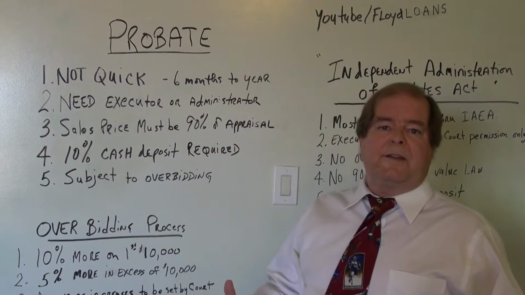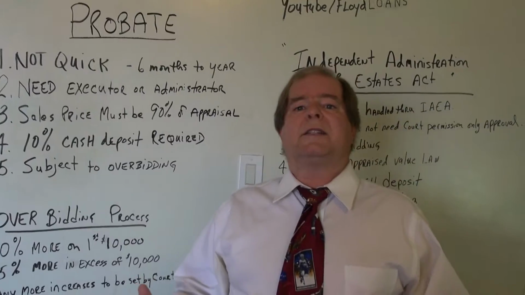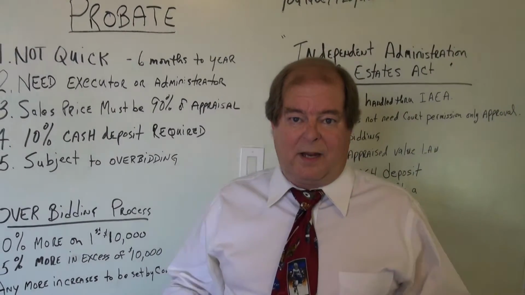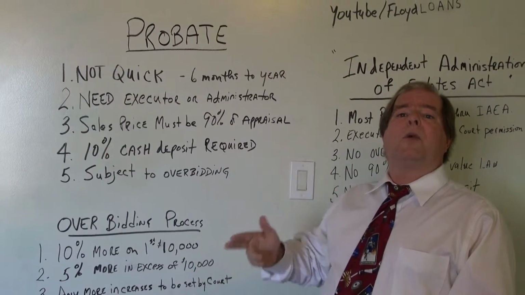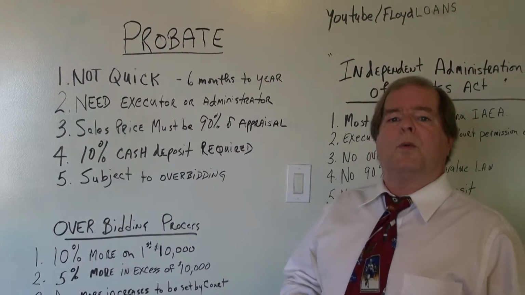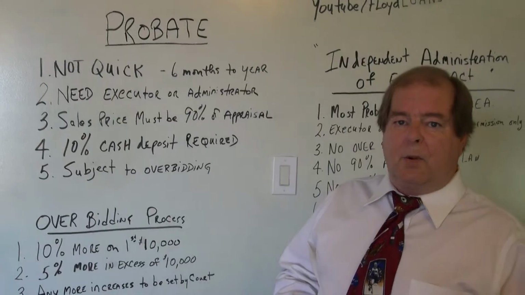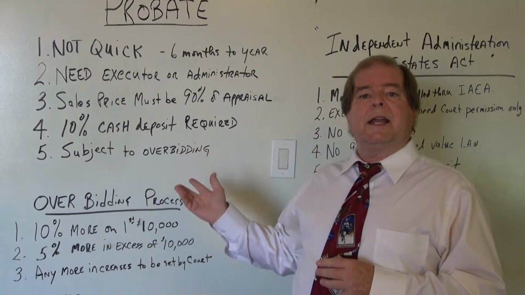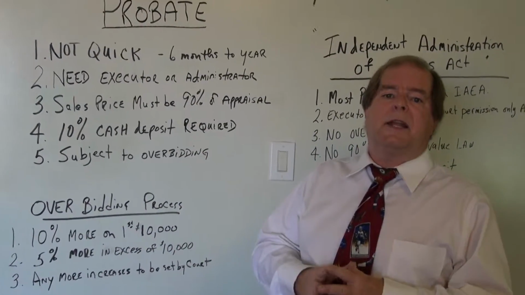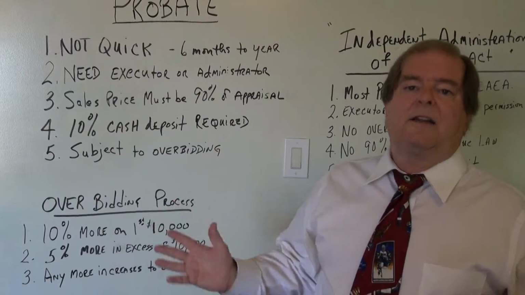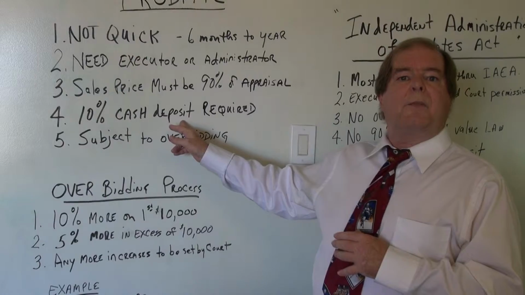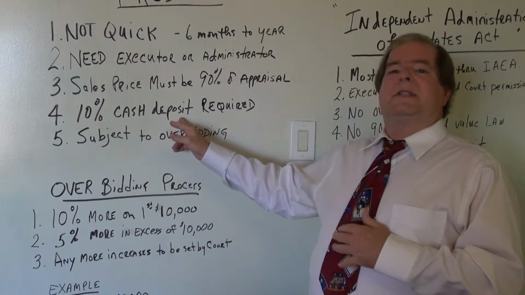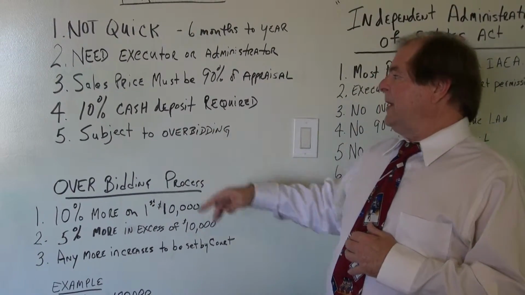Now, if there's real estate involved, and we're assuming real estate's involved because that's the kind of business we're in, then the sales price must be 90% of the appraised value. The court will require an appraisal, and it has to come in at least 90%. If it comes in at 88%, then it's not going to fly. Okay. The court also requires a 10% cash down payment. That could be steep sometimes, depending on the price of the property.